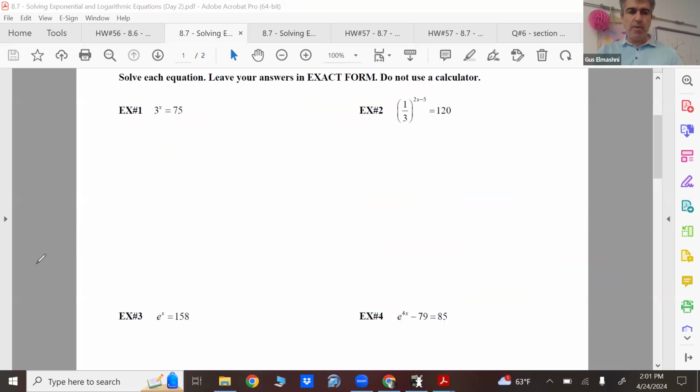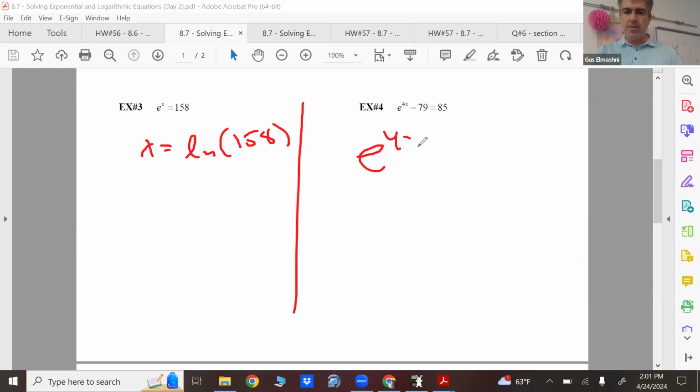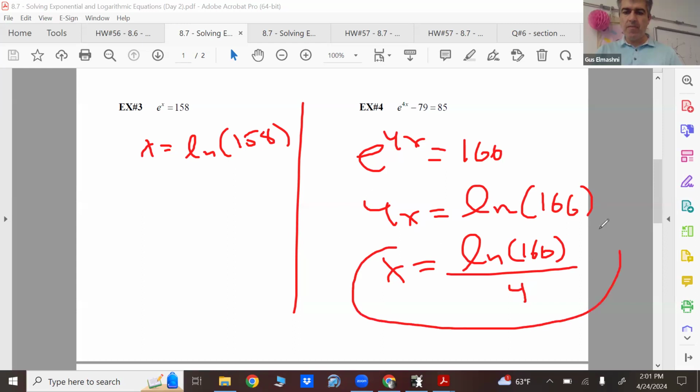And I actually do need space for example 4. So again, x equals natural log of 158. Now here, move the 79 over first, which is 166, and 4x equals natural log of 166. And x is natural log of 166 all over 4. We're okay there? All's good?